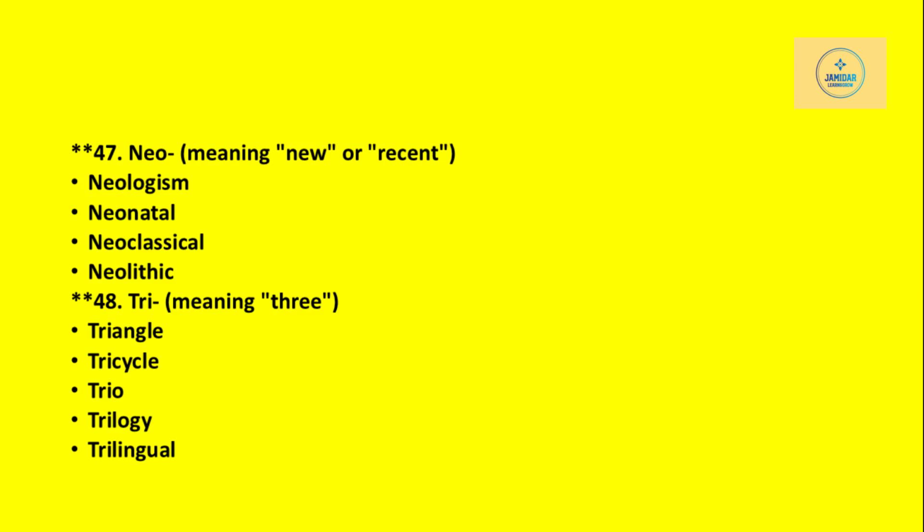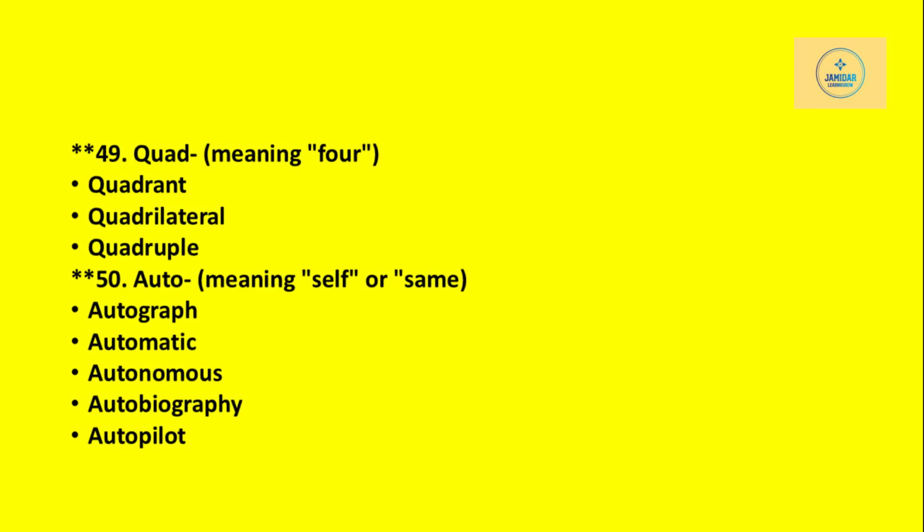Tri means three, found in triangle and tricycle. The prefix quad means four, as in quadrant and quadrilateral. Auto means self or same, found in autograph and automatic.